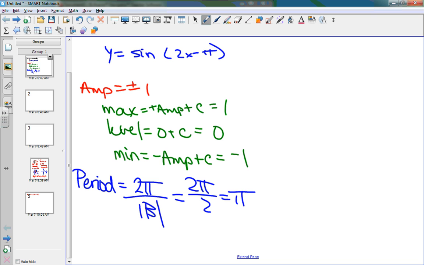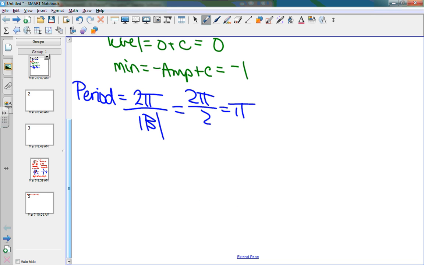Okay, now, what do I need to find next? I need to find my interval. My interval is going to be your period divided by 4. So it's going to be pi divided by 4. What does that help me do here? It helps me land on my axes every time so I get those nice, easy numbers to graph. Okay? Now, after this, what do I need to find?